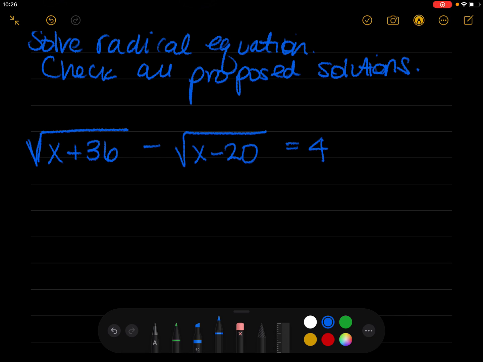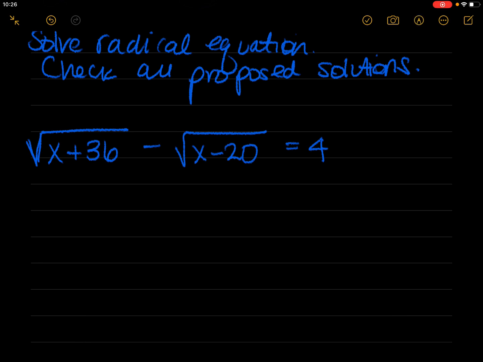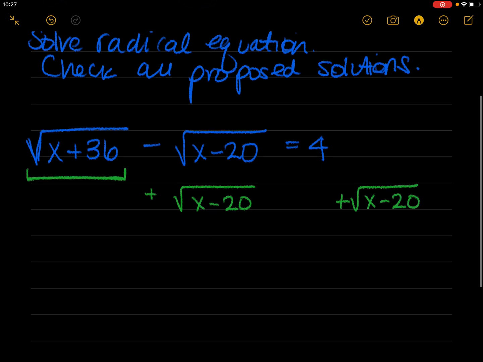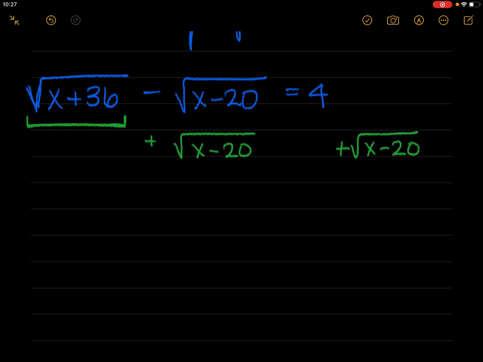So we're going to pick a radical first to move. In this case, we have the square root of x plus 36 minus the square root of x minus 20, and it's equal to 4. We want to isolate one of them. We want one radical by itself. I'm going to choose to leave my first one, because by adding the square root of x minus 20, I'm going to have some positive signs, which I like. Less to remember, less to carry, and fewer mistakes that I may make later.